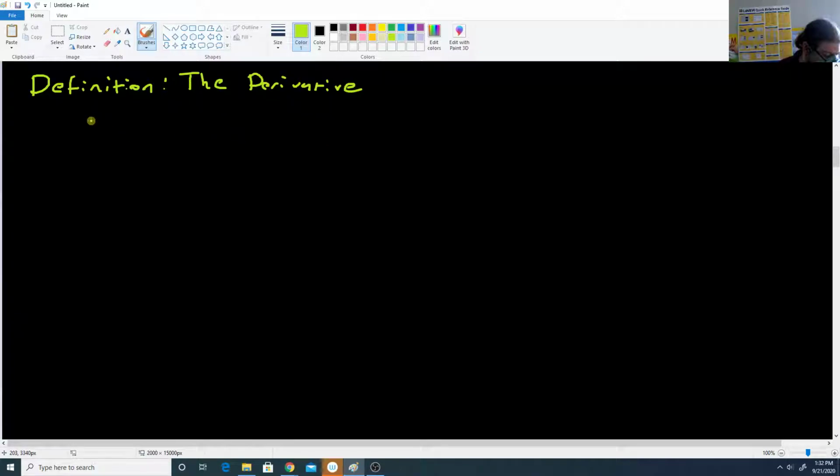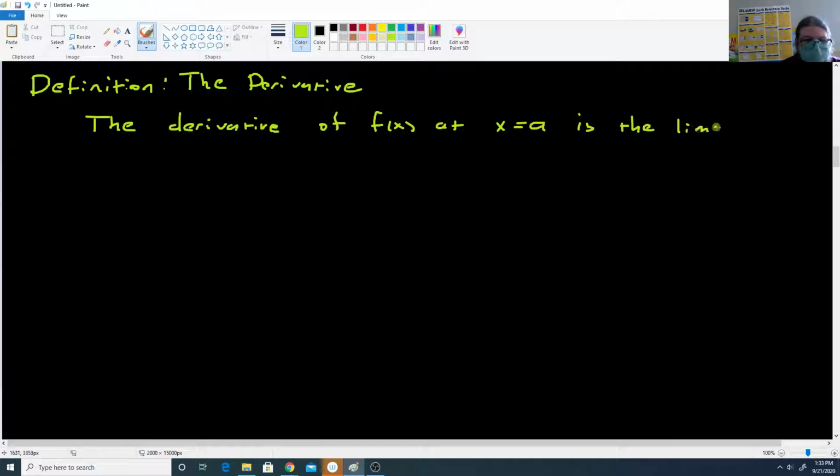So we'll say the derivative of f of x at x equals a. So the derivative of f of x at x equals a is the limit of the difference quotient, and then we'll say if it exists.